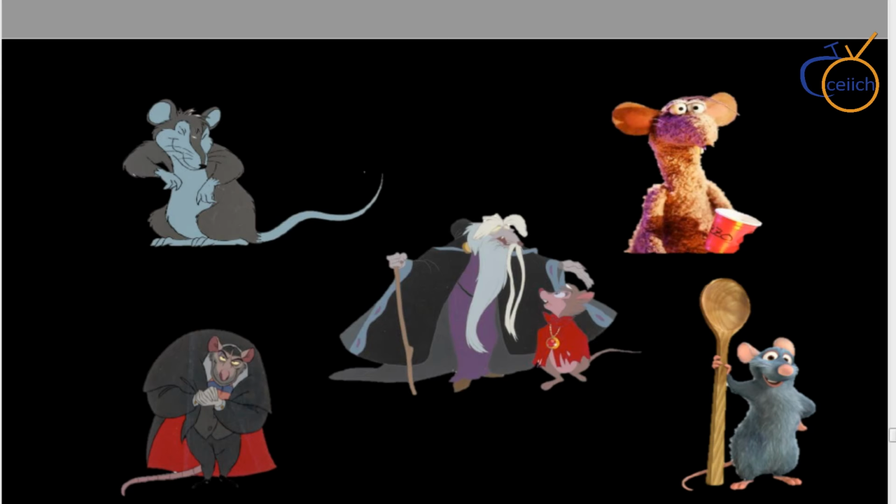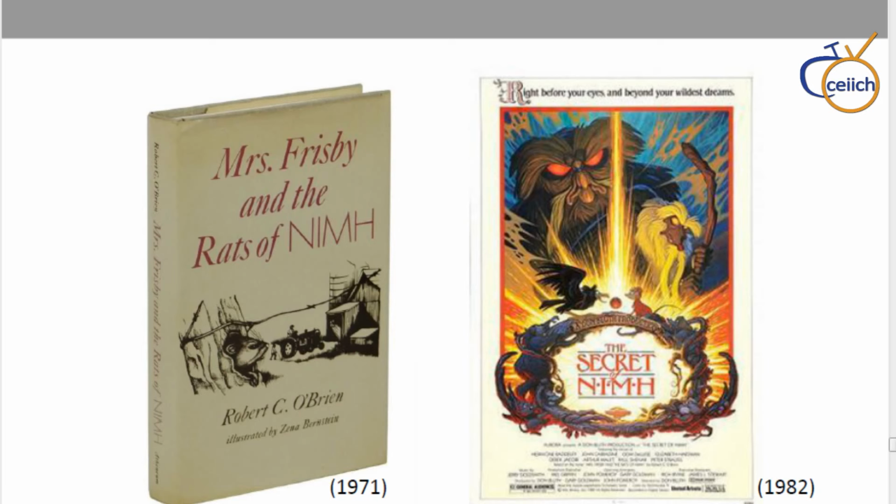So John Calhoun, the behavioral biologist who studied rats at the National Institute of Mental Health, attracted interest from this writer, Robert C. O'Brien, who wrote this novel, Mrs. Frisbee and the Rats of NIMH. Of course, this was the basis for the movie The Secret of NIMH that came out in 1982, and of course, where we got Mrs. Frisbee and Nicodemus, who is lurking there in the background.